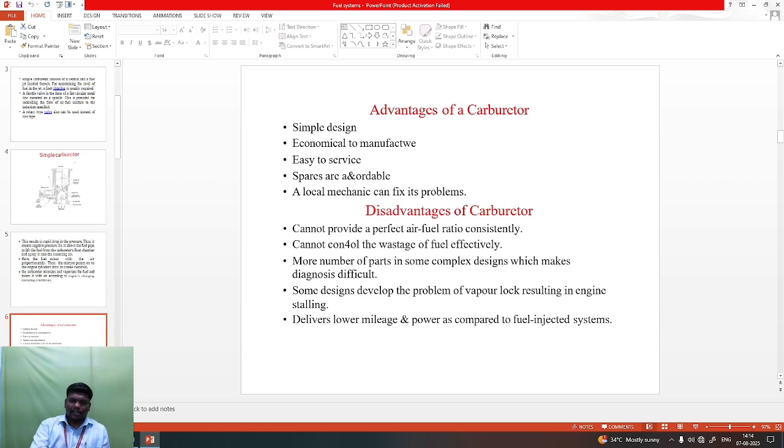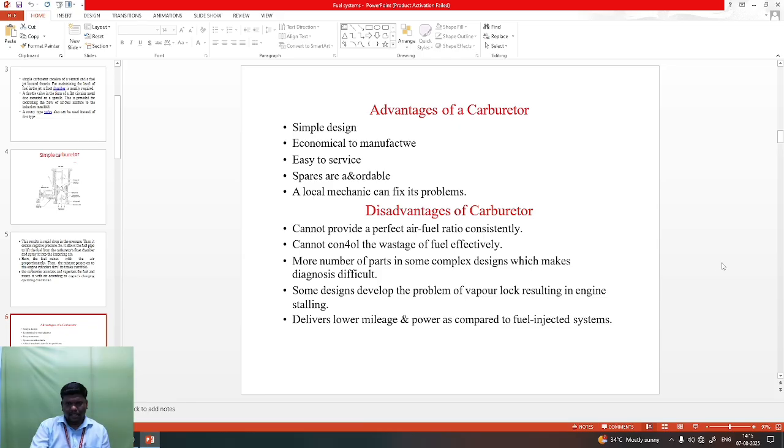Next are the advantages of the carburetor. The first is a simple design, with components like the float chamber, throttle, choke, nozzles and venturi. It is also economical to manufacture and easy to service, and local mechanics can fix problems. These are the advantages of the carburetor.